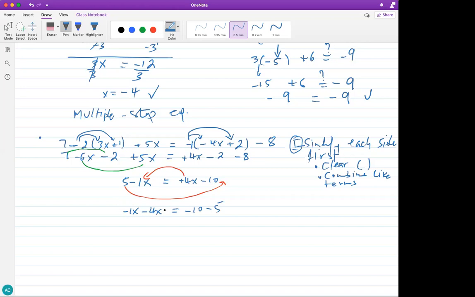Okay, now that we have simplified number 2, as we did here, to move the x's to one side.